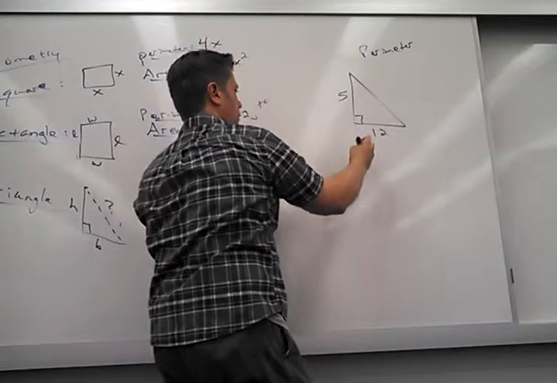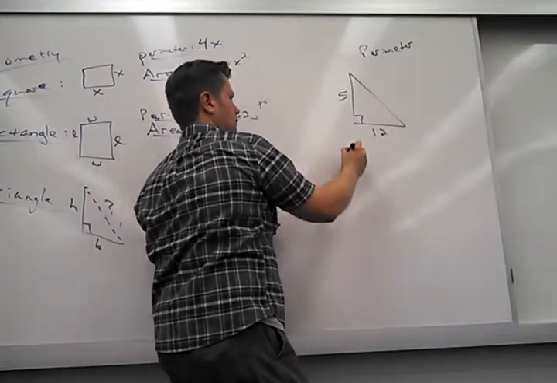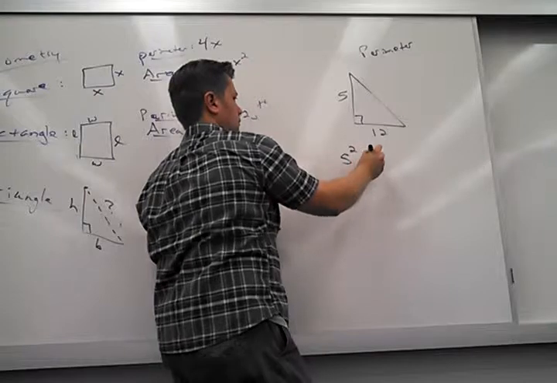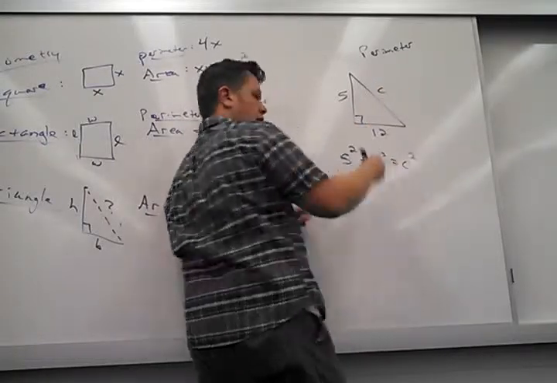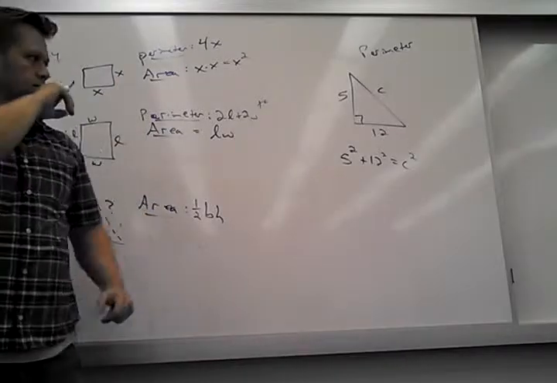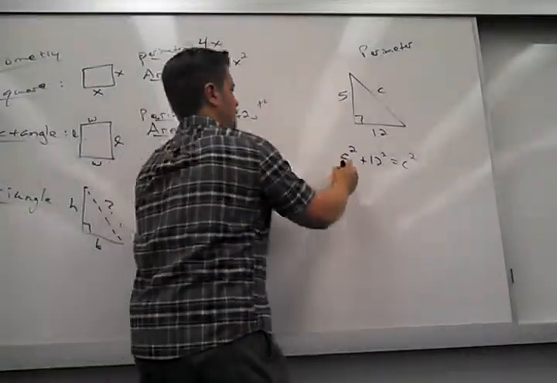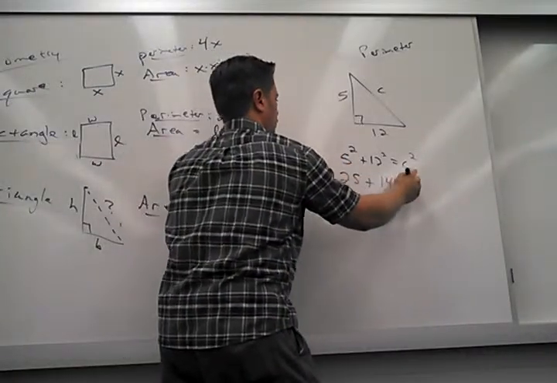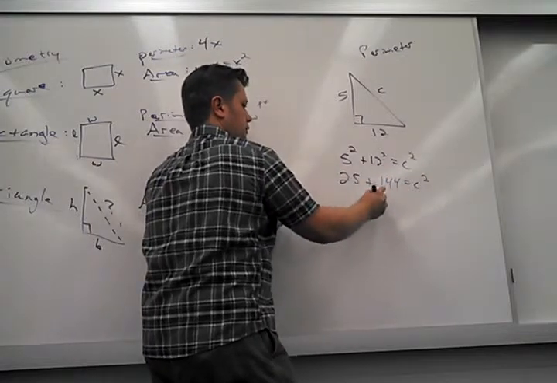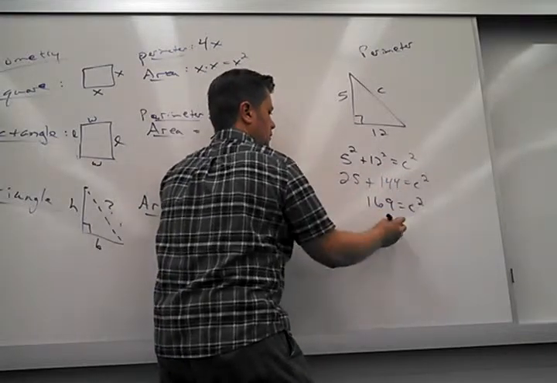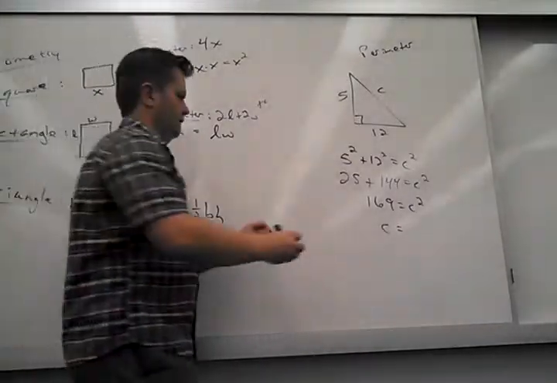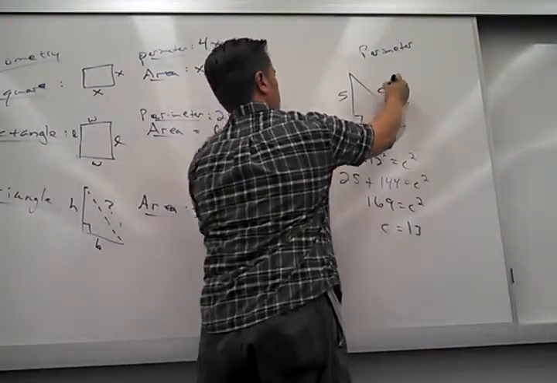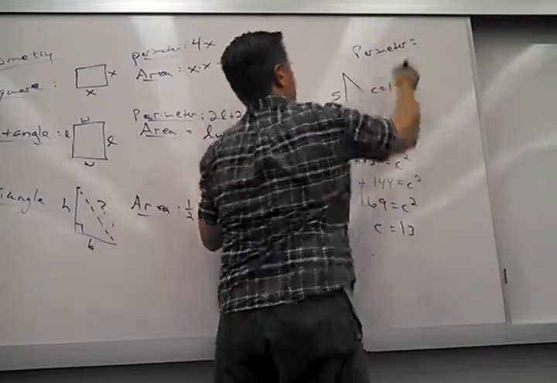So how would the formula look then? 5 squared plus 12 squared equals c squared. It doesn't matter what you call it. 25 plus 144 is 169, which is c squared. So c is 13. So this side would be 13. So then the perimeter would be what?